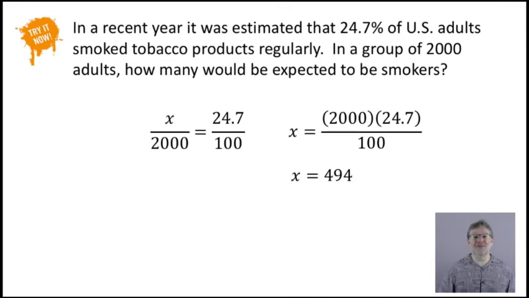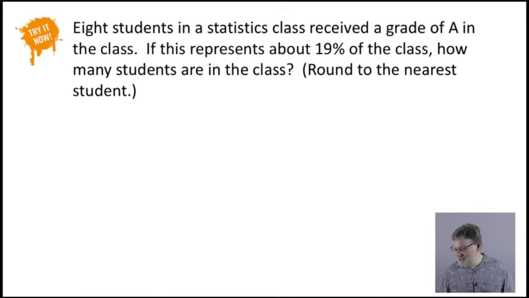All right, so take some time to work on this one now. 8 students in a statistics class received a grade of A in the class. If this represents about 19% of the class, how many students are in the class? And again, we're not going to split people in half or otherwise. Let's round to the nearest student.